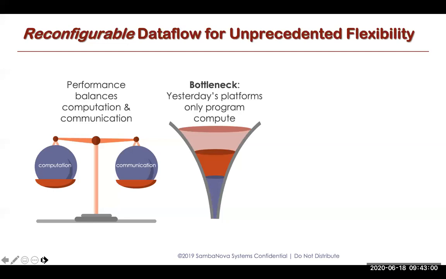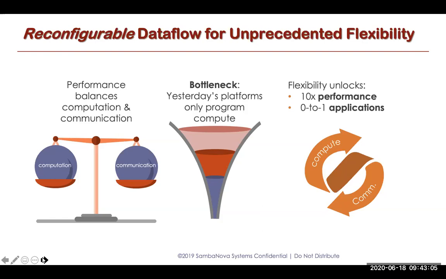Now with the RDU, you can program both the compute and the data flow and the communication. And this gives you the ability to get tremendous performance improvements, in excess of 10 times, but also allows you to unlock applications that you simply couldn't do with conventional architectures. We call these kinds of applications 0-to-1 applications, right? So things that you couldn't do before, now that you can do.